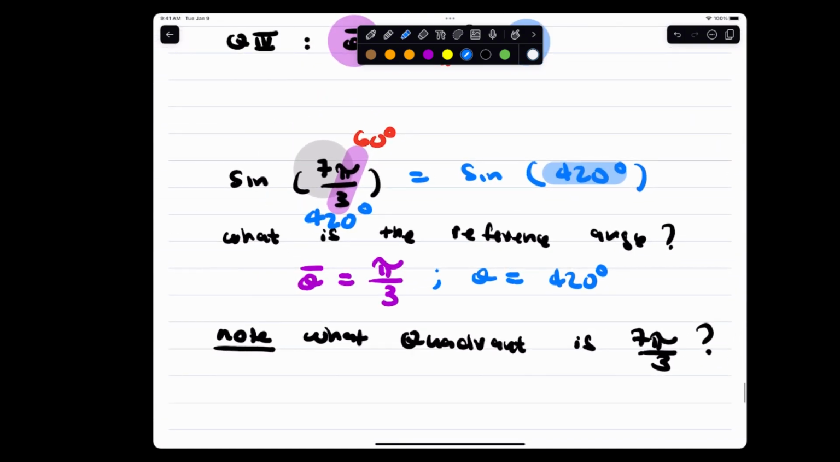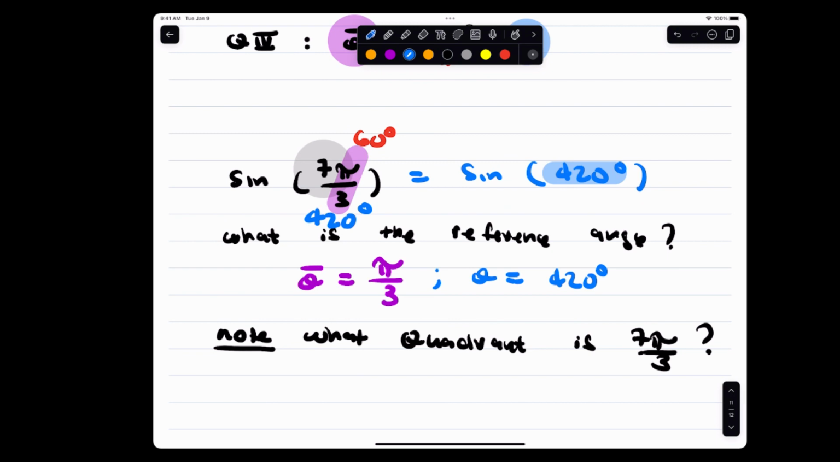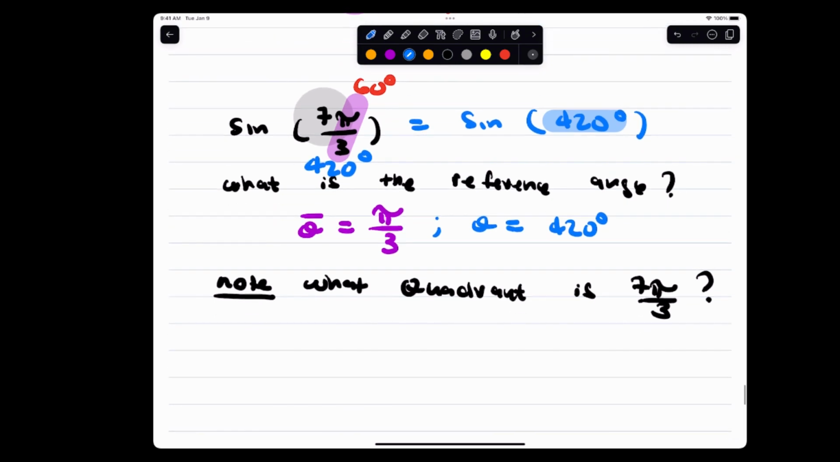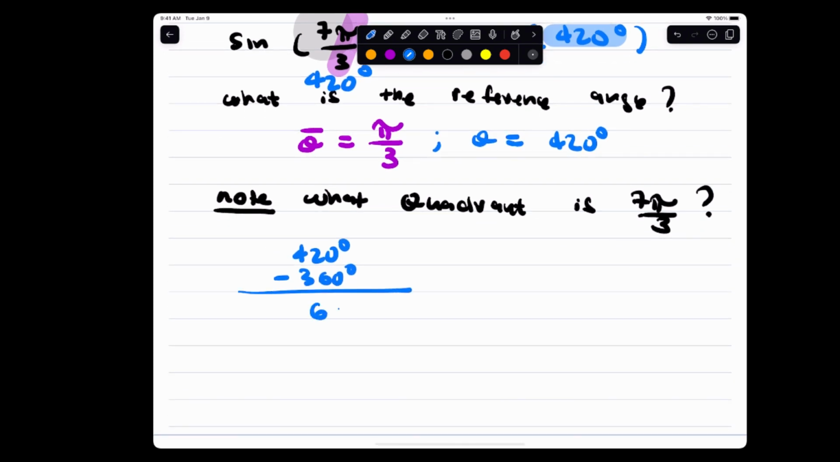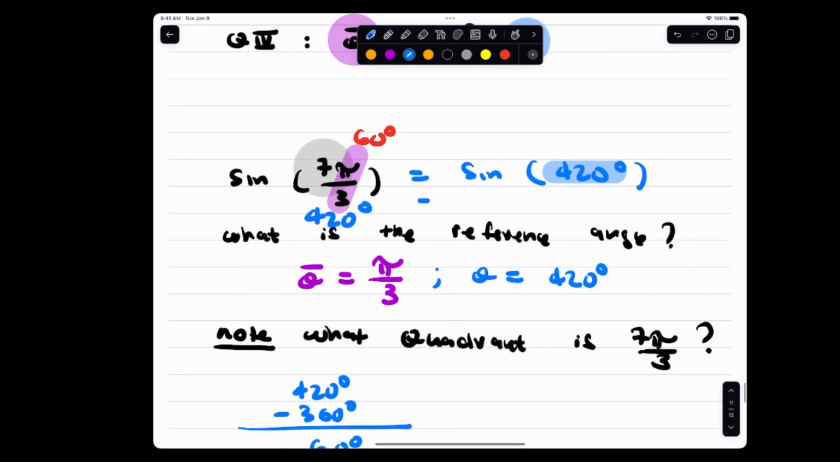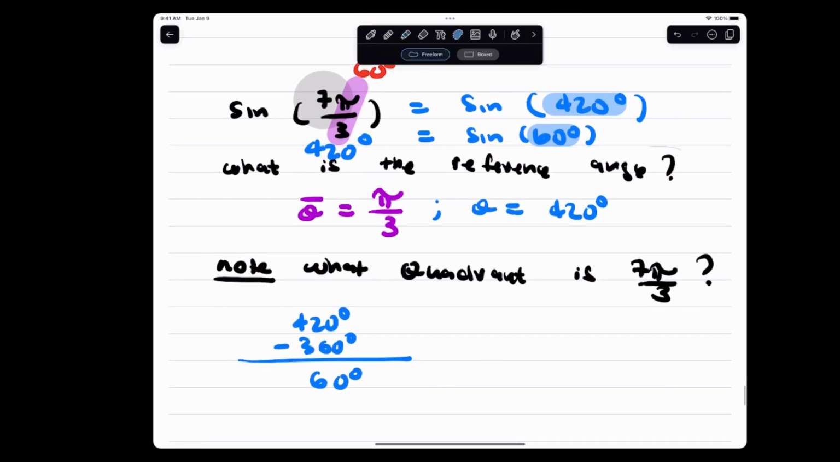How do we get sine 420? Isn't that outside of 360? So what do you think we have to do, ladies and gentlemen? Let's put things together. You take 420 and you subtract 360. Is that true? What does that give you? 60 degrees. So what this is really saying is, this is actually the sine of what? 60 degrees. Okay? So sine of 60 degrees here.